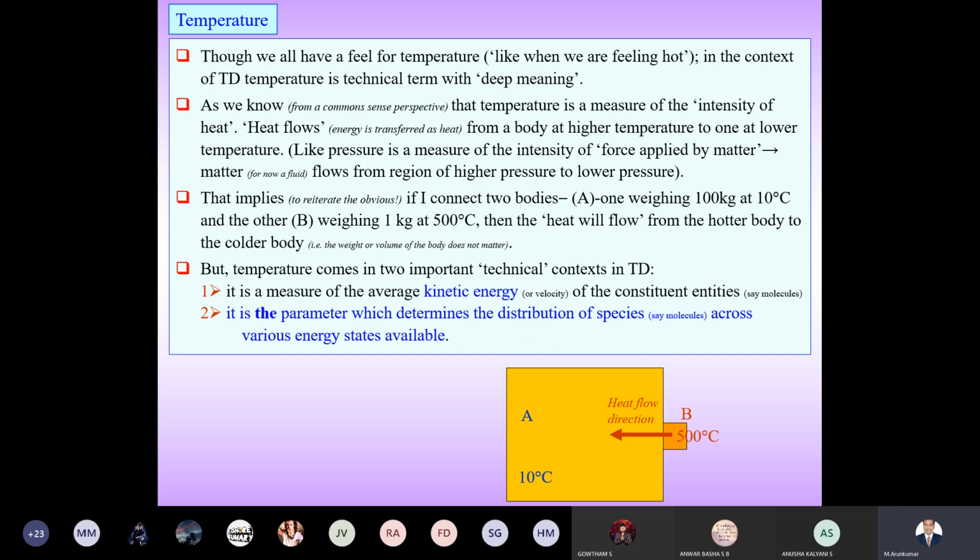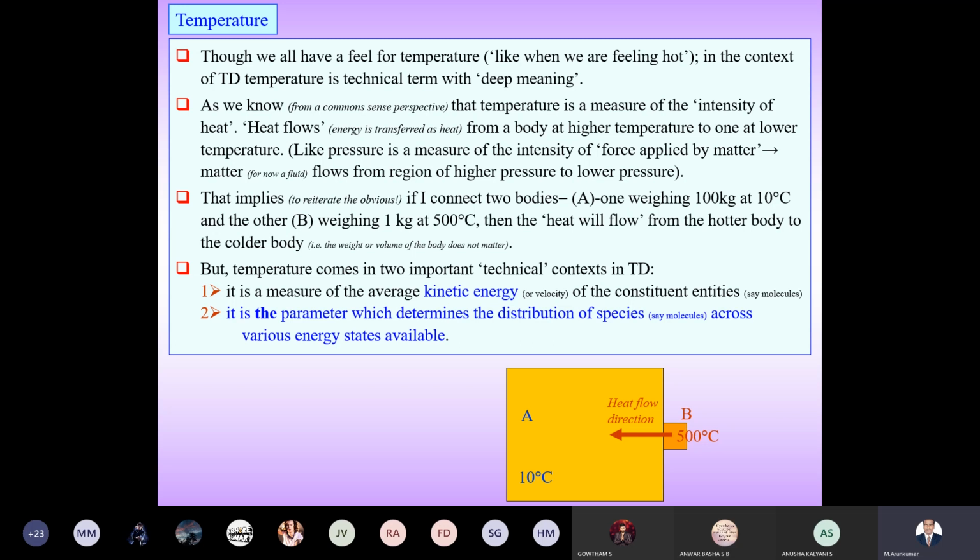Pressure is a measure of the intensity of a force applied by matter. So this is in mechanical terms, and we know what pressure is. Force applied by matter flows from a region of higher pressure to a lower pressure. So the higher pressure will try to move to the lower pressure. Like that, we assumed heat, or temperature, is also an intensity of heat that flows from a body at a higher temperature to a lower temperature.